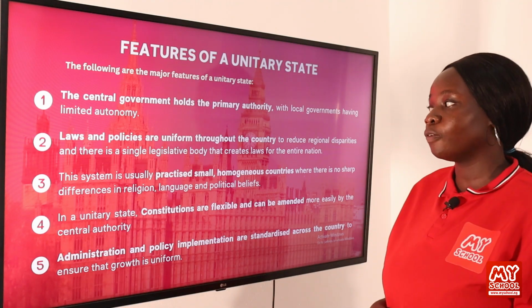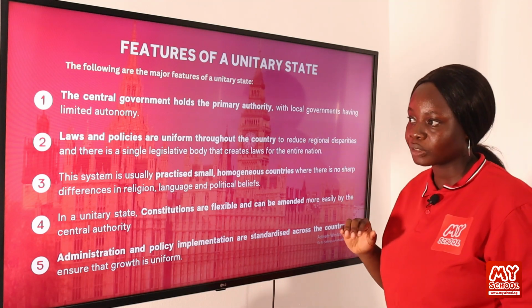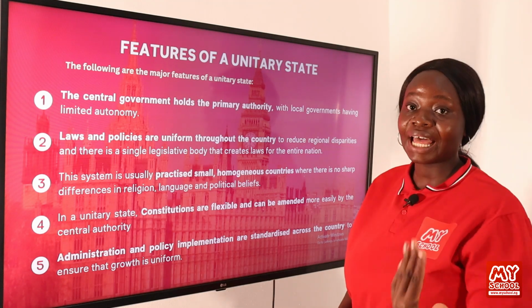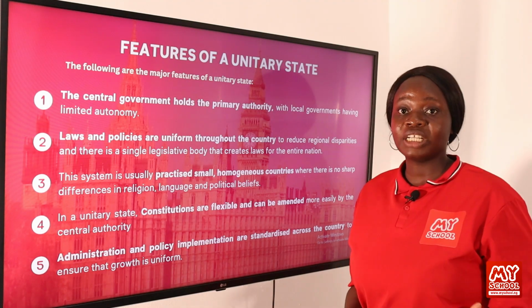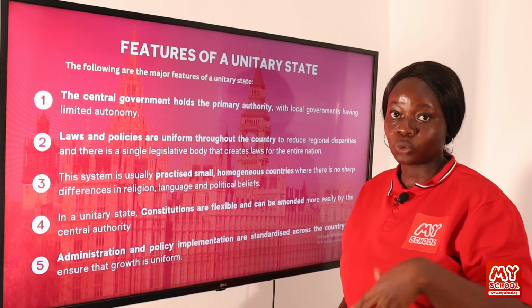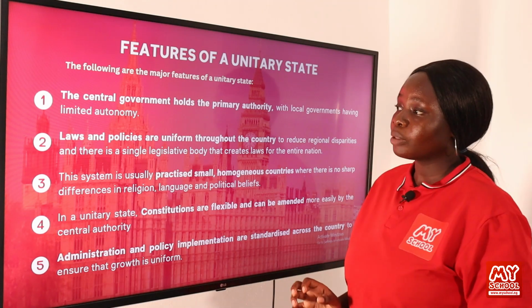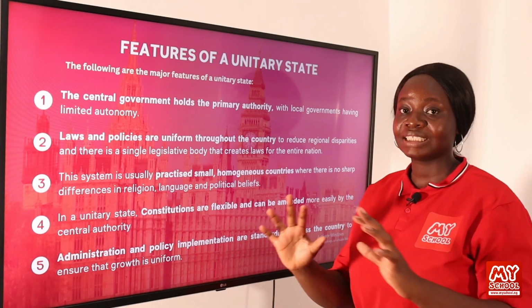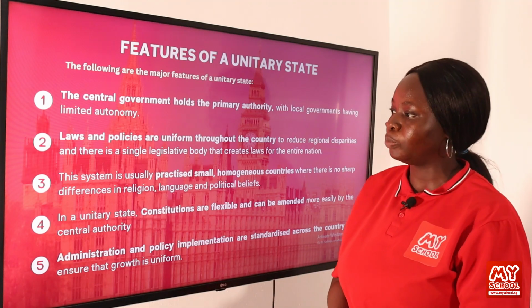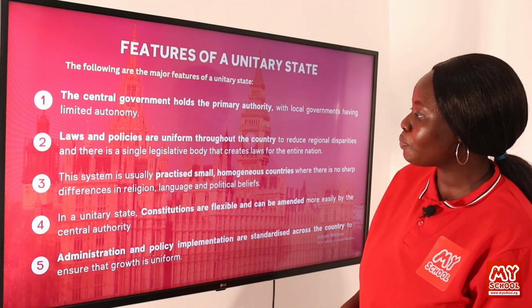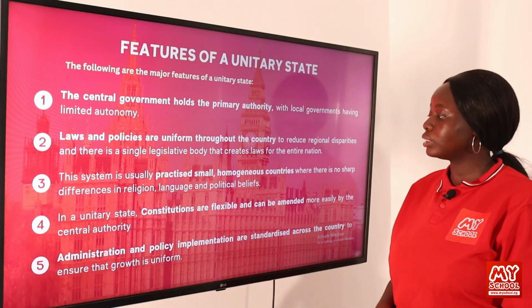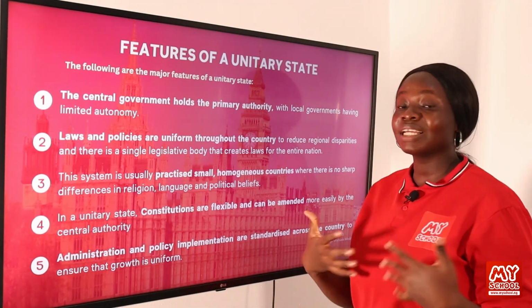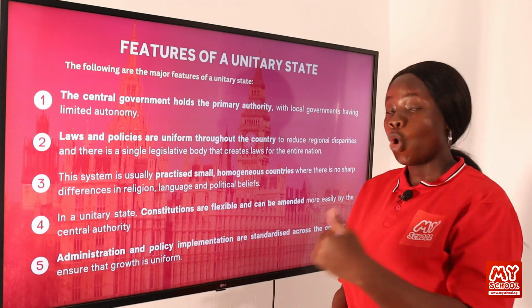Also, laws and policies are uniform throughout the country to reduce regional disparities. And there is a single legislative body that creates laws for the entire nation. So unlike a federal system where they have legislative houses within every state and local governments, in a unitary system of government, there is just one single legislative body that makes laws for the entire nation, and the entire nation has to abide by the laws that have been made by this body. So this system is usually practiced in small homogeneous countries where there is no sharp differences in religion, language, and political beliefs. It's an important system to practice in a small homogeneous country.